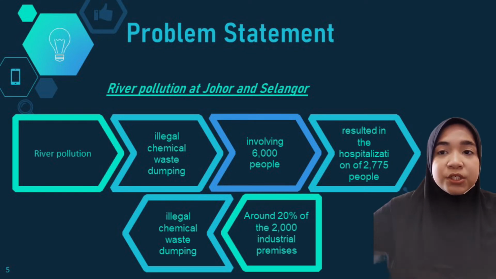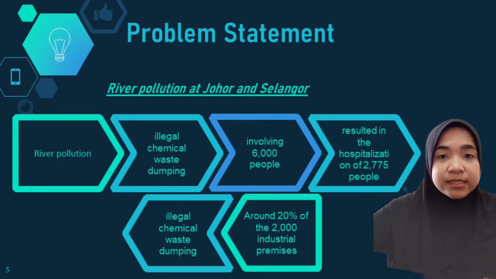Polluted rivers have been an issue since before, referring to The Sun Daily on 28 December 2001. An article titled Adopt Drastic Strategies to Tackle River Pollution stated that river contamination and associated water shortage have occurred throughout Malaysia, not just in Selangor. The river pollution in Sungai Kim Kim, Johor was the worst because two illicit chemicals were dumped. This incident occurred in 2019, affecting 6,000 people and resulting in the hospitalization of 2,770 persons. Most of them were school students.